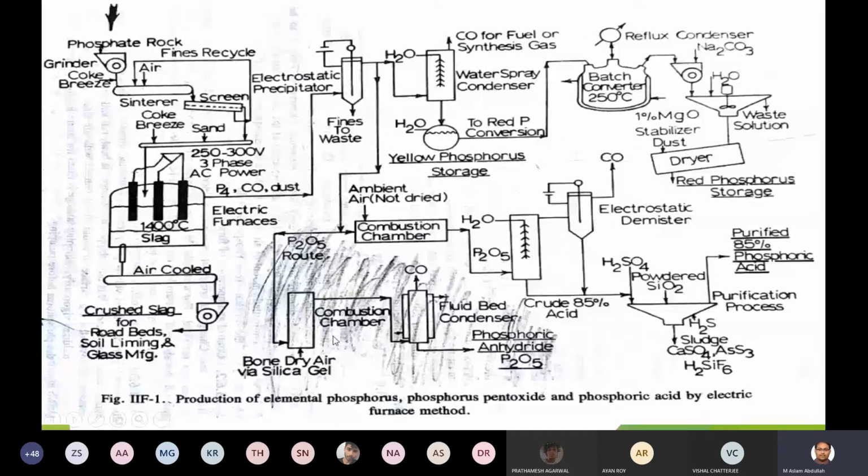In the combustion chamber, I will have an absorbent called silica, and I will pump bone dry air. Bone dry air means you will not have even 0.001% of moisture present in the air at all. So you will have silica beads here, along with phosphorus and carbon monoxide vapor, and now you will blow the dry air.